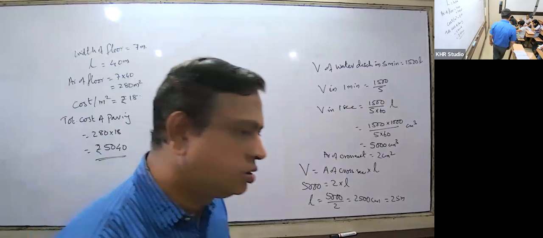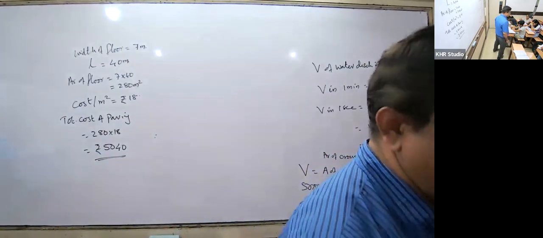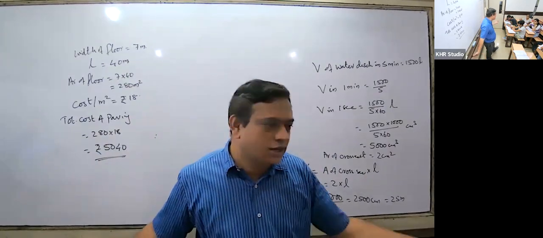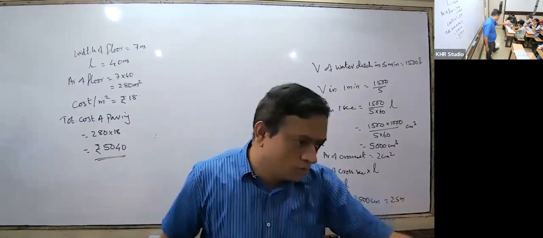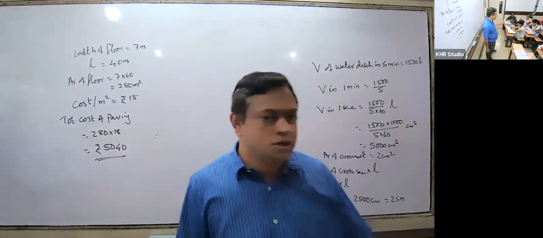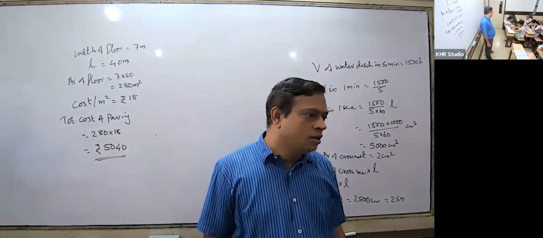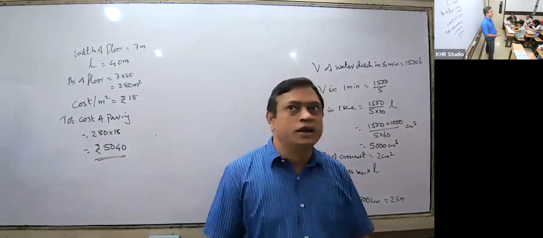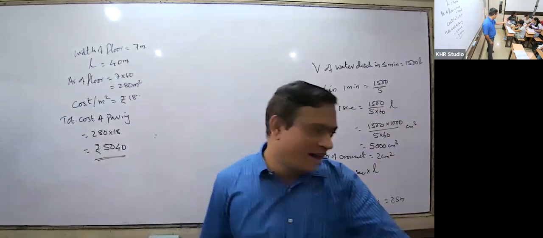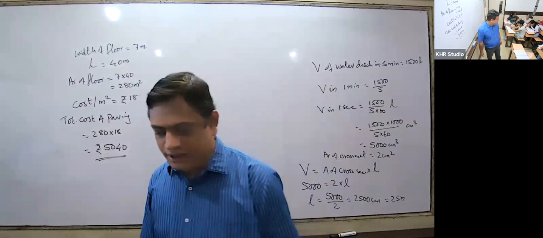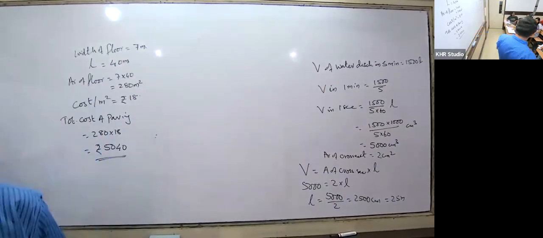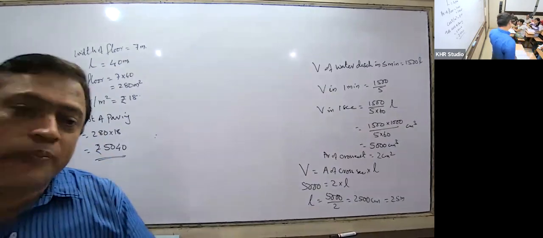Are you followed? This is a water tank. What is the shape of the water tank? Rectangular. Rectangular water tank means what? Cuboid. Okay. Then what is done? It is filled by a pipe. Water is filled through a pipe.